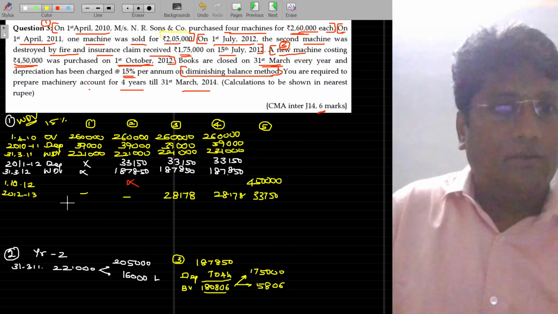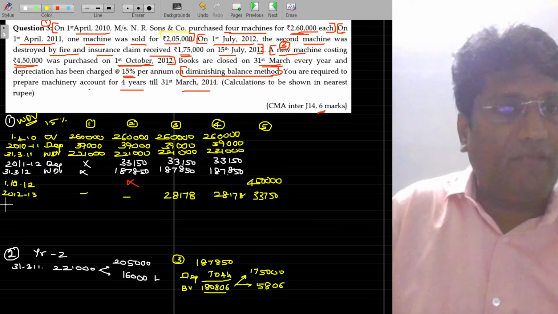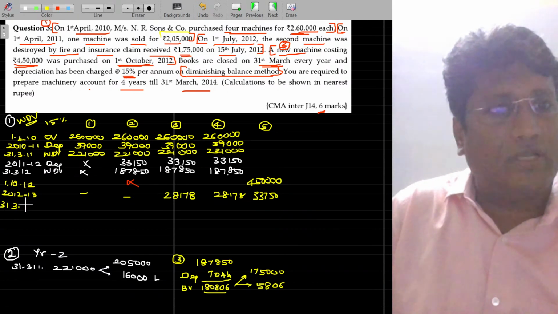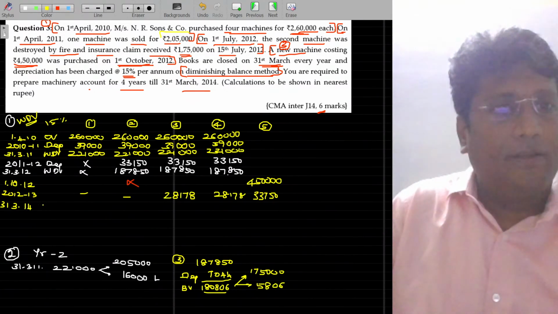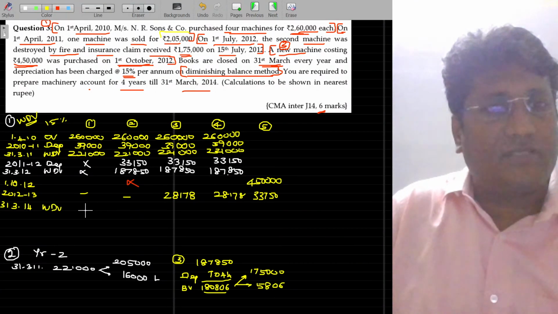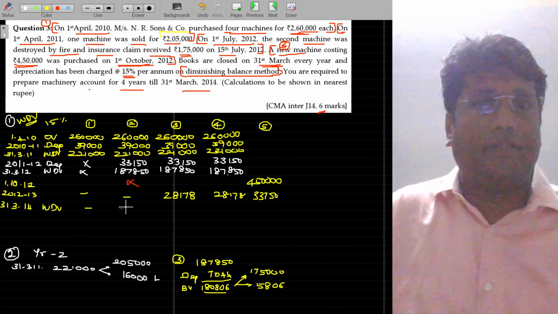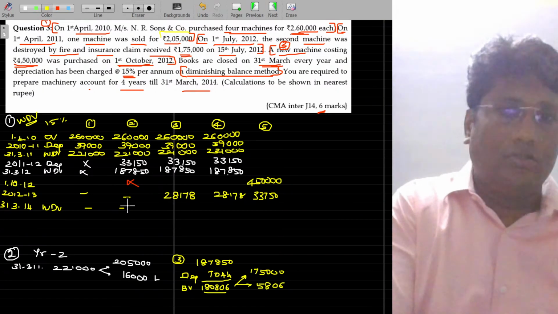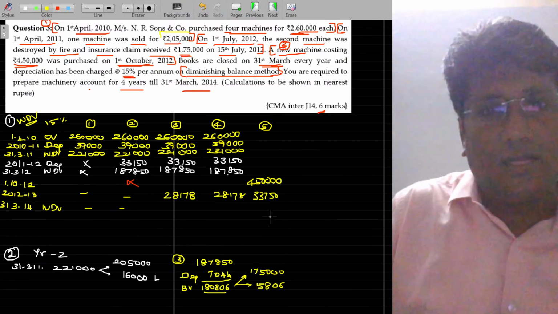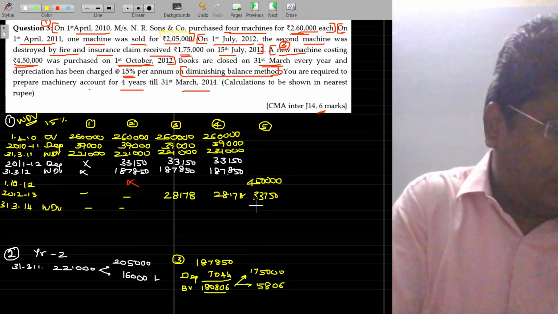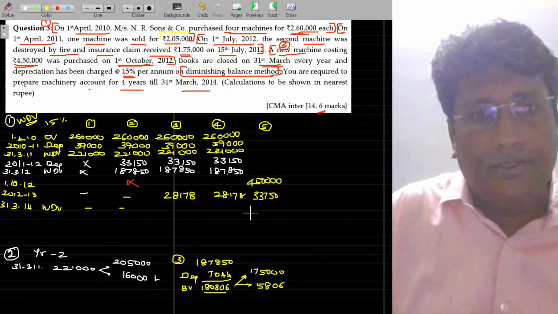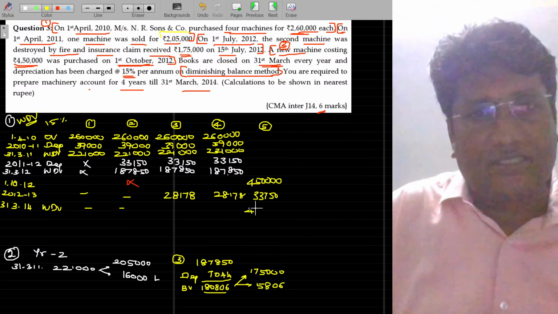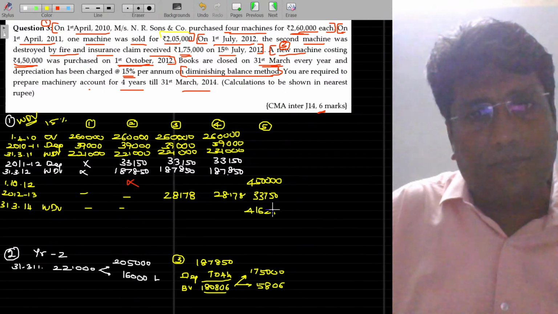Now after that, you will be getting what? WDV value as on 31/3/2013. Okay. First asset is not there and second asset is also not there. Third asset, no. So the last asset being 4.5 lakhs minus 33,750, 4,16,250. So this will be 4,16,250 will be the value.